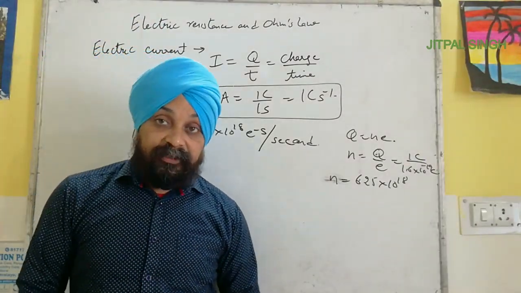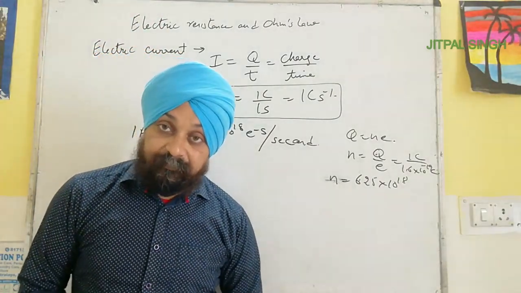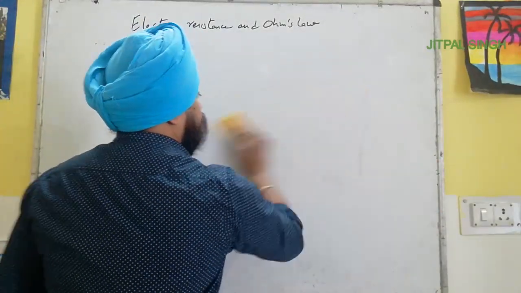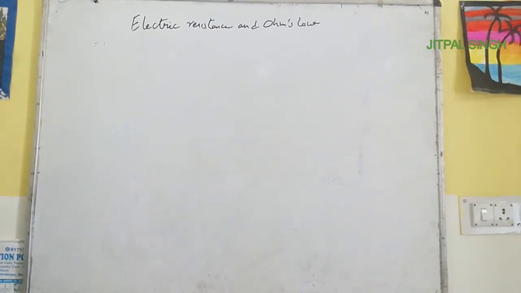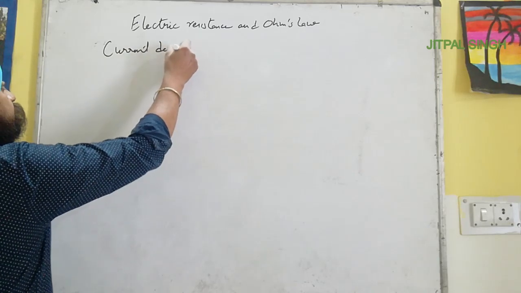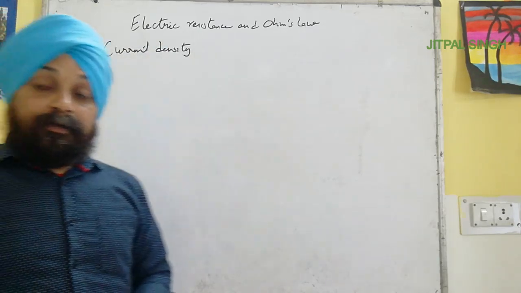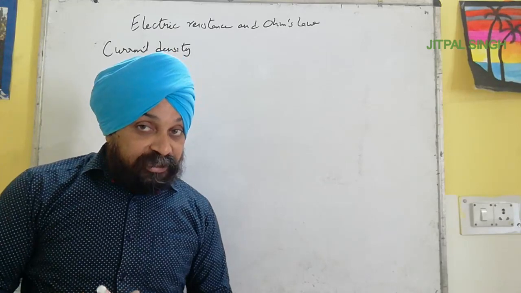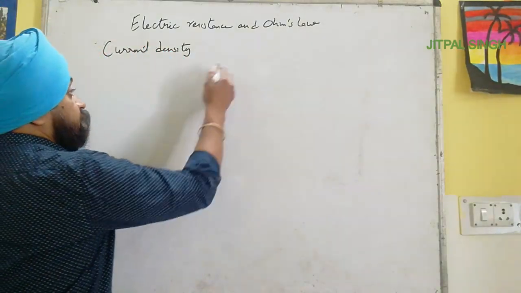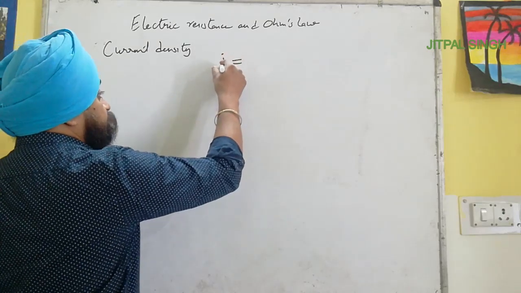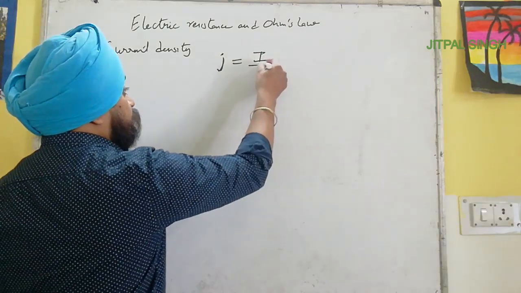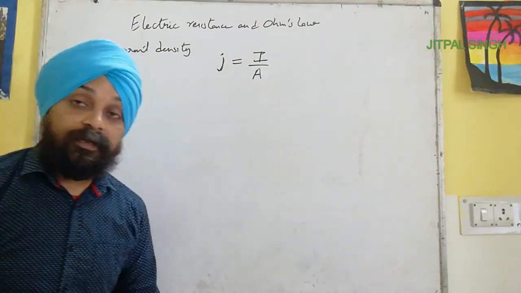Here, the next topic that we deal is current density. I'm giving the mathematical expression first, then I'll give the definition. Current density is denoted by J, small j, and it is equal to I upon A.